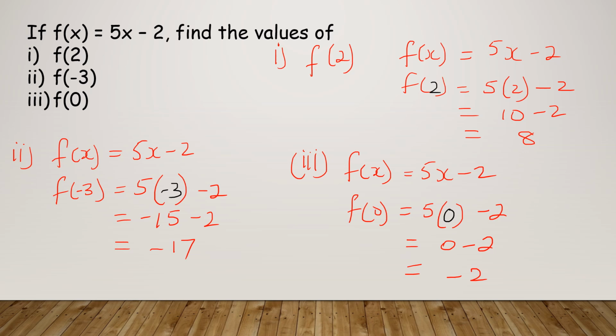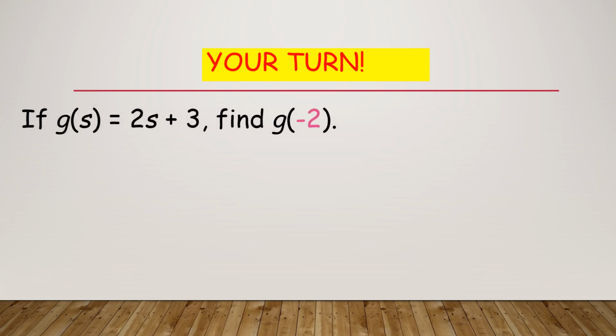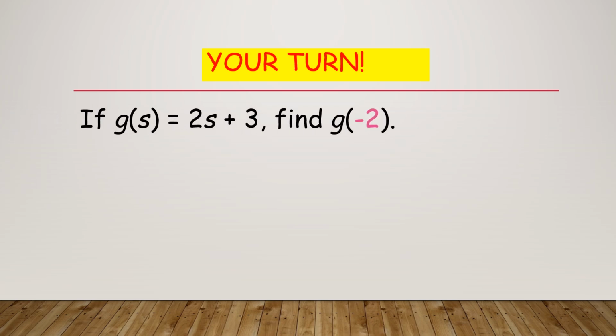Okay, so our answers are, we can write it here. For this, it is 8. For this, it is -17. And for f of 0, we got the answer -2. Now it's your turn. We have g of s is equal to 2s plus 3. Find g of -2. Looking forward to seeing your answers in the comments below.